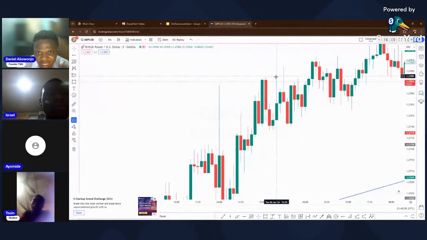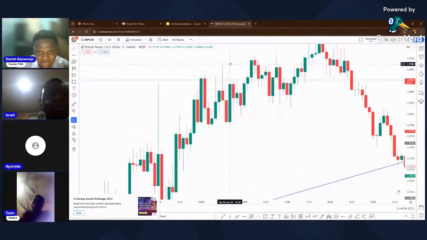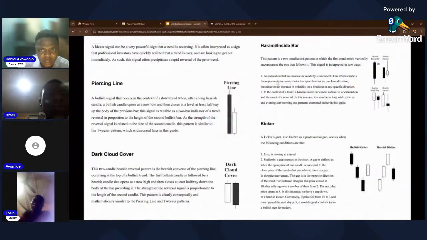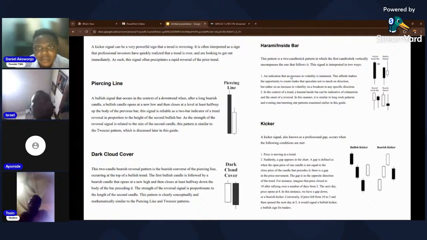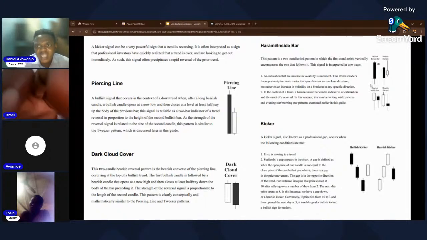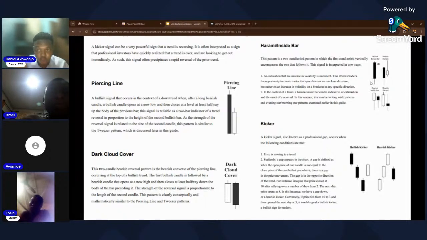It means that the buyers are still in power. Do you understand? They can still layer in that zone. It can also be called the engulfing, it's shooting up. An indication that an increase in volatility is imminent. That means at that point in time, the buyers are strong and the market is volatile for the buyers.